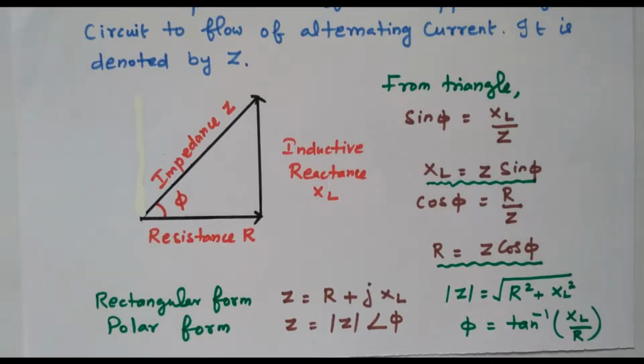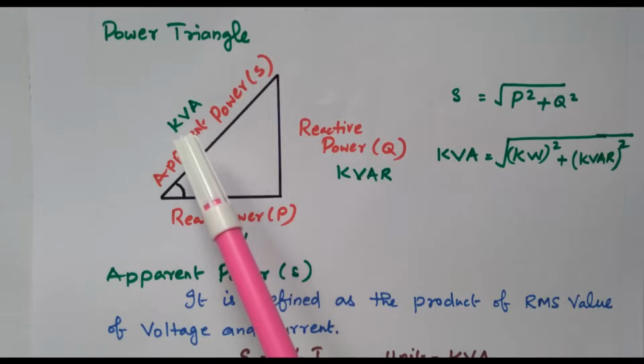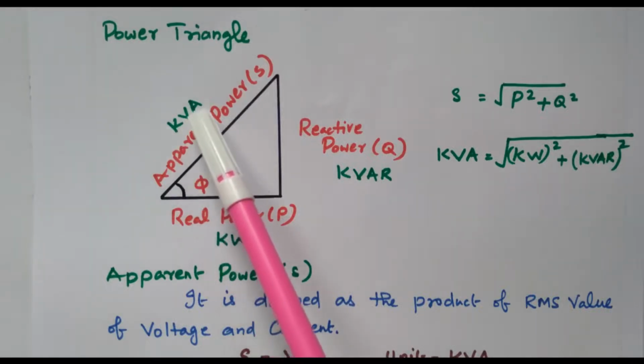Now we'll go to the power triangle. In the power triangle, we have real power as the reference vector. Reactive power is in quadrature with the real power, that is 90 degrees. The sum of real power and reactive power is the apparent power. This apparent power is nothing but the vector sum of real power and reactive power. Real power is represented in kilowatt. Reactive power is represented in kVAR. The sum of these two is nothing but apparent power, which is represented in kVA.